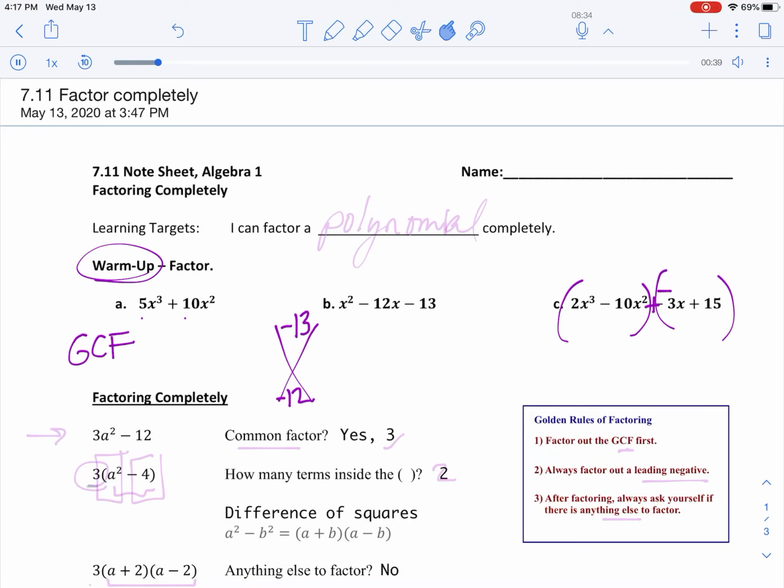Today we're going to talk about factoring completely, though. So let's look at this first example. The first thing we want to find is a common factor. In this case, yep, there's a 3. So we have this 3 factored out in front. How many terms are left inside the parentheses? 2. And so now we think about what are the patterns that we know with 2?